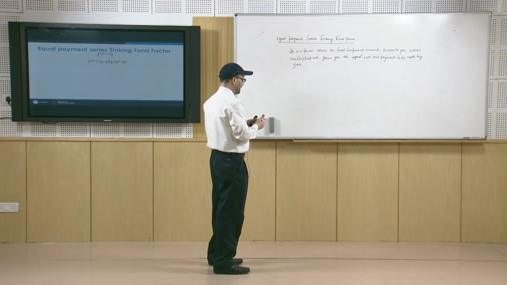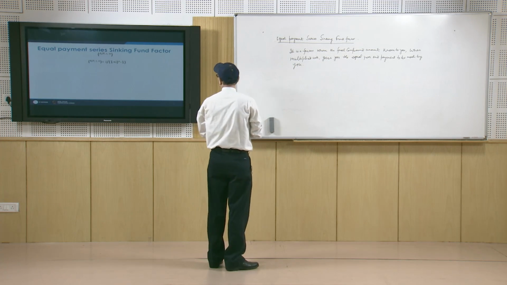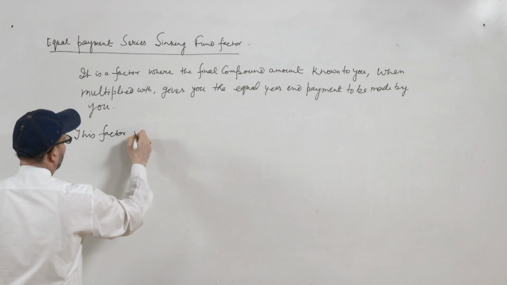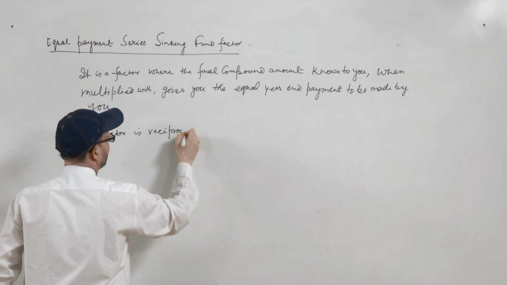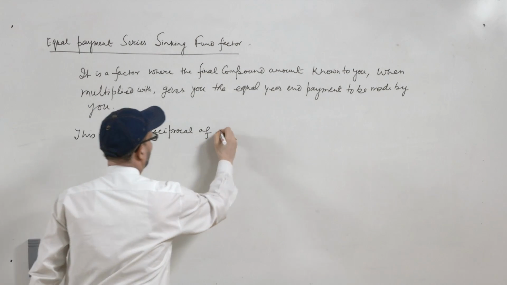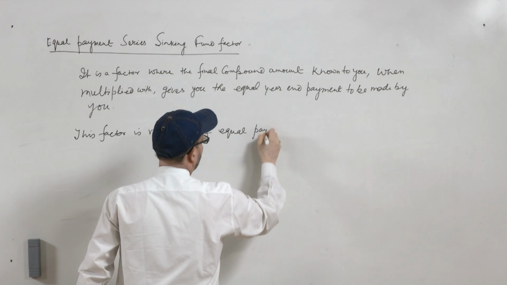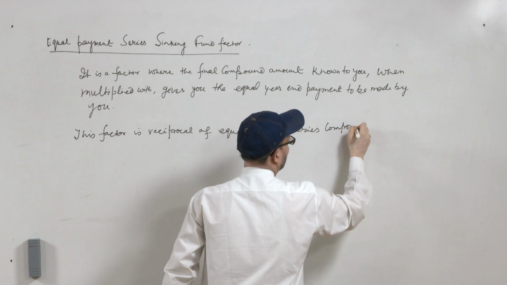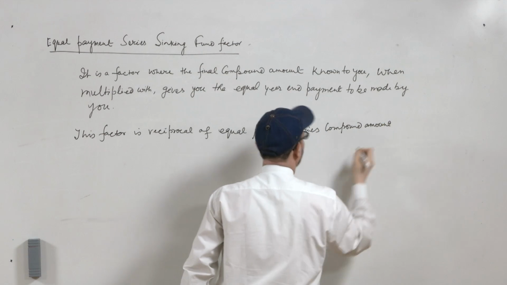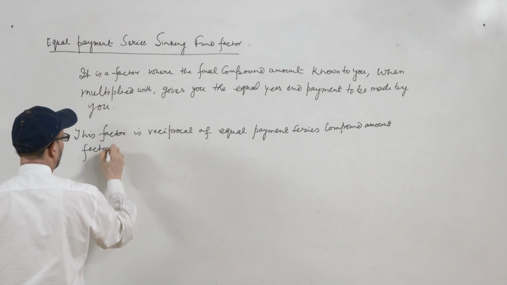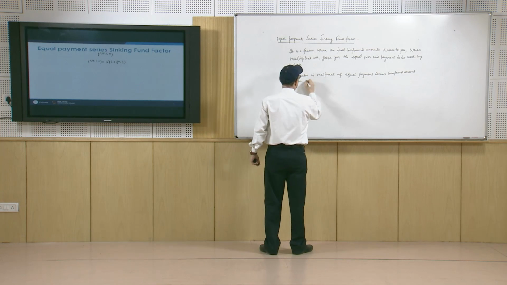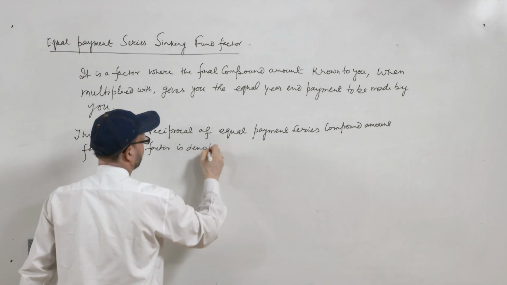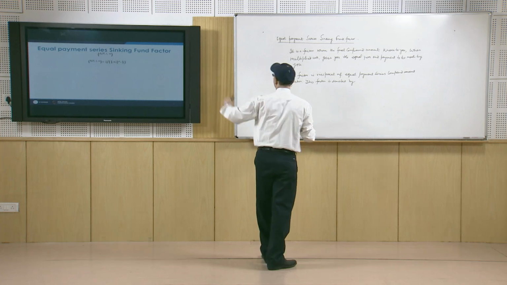so that you get a certain compounded amount F at the nth year end, and that is why this factor is the reciprocal of the equal payment series compound amount factor. This factor is denoted by A by F i n.